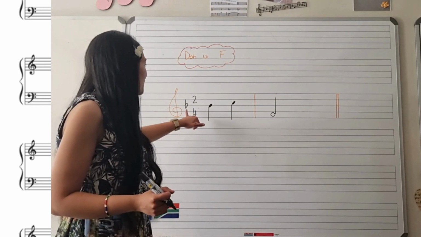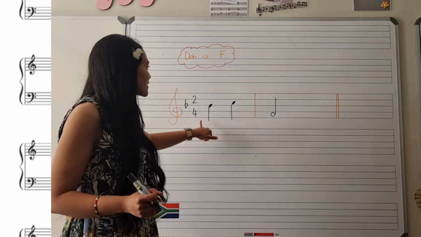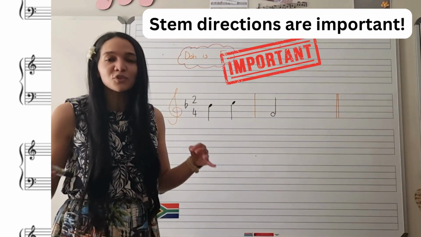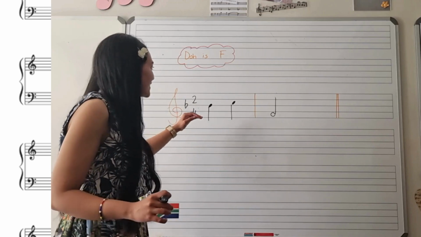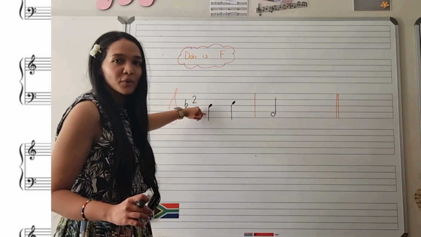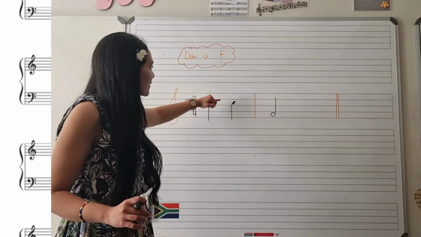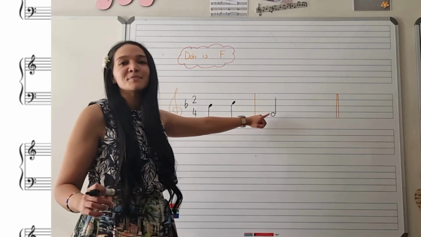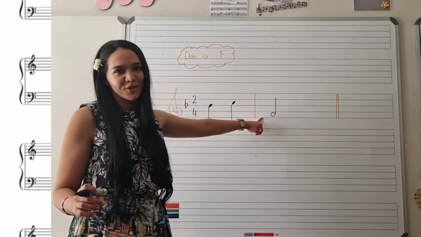So you really need to pay attention to your key, your time signature, your correct notes, but also pay attention that your stem directions are done well. If anything happens to be on the middle line, you can put your stem up or down, either way. And then if anything is above the middle line, your stem has to go down. If your note is below the middle line, your stem has to go up. So remember that.